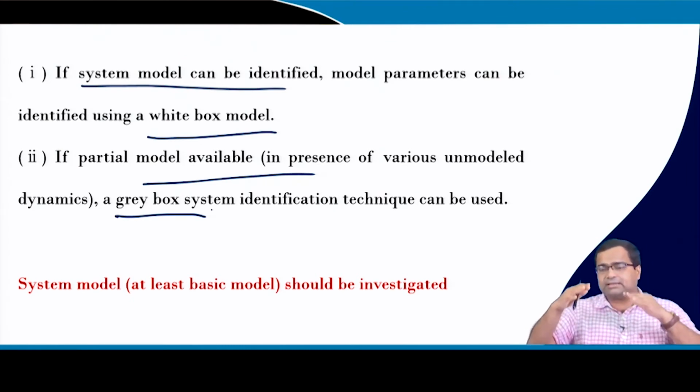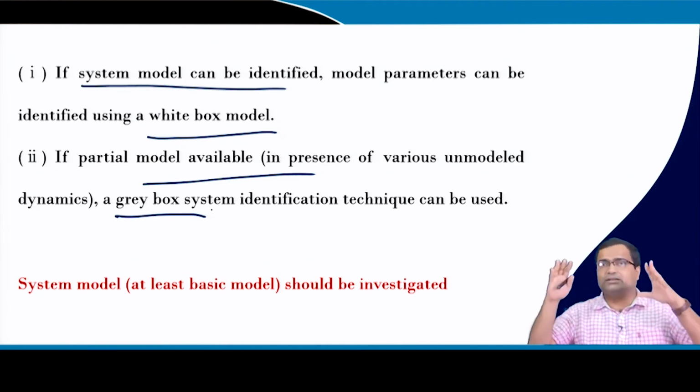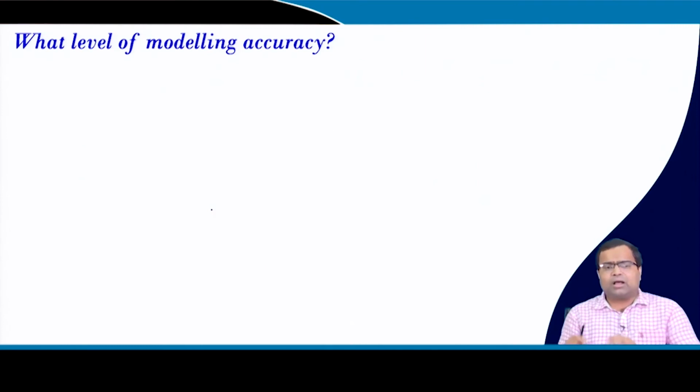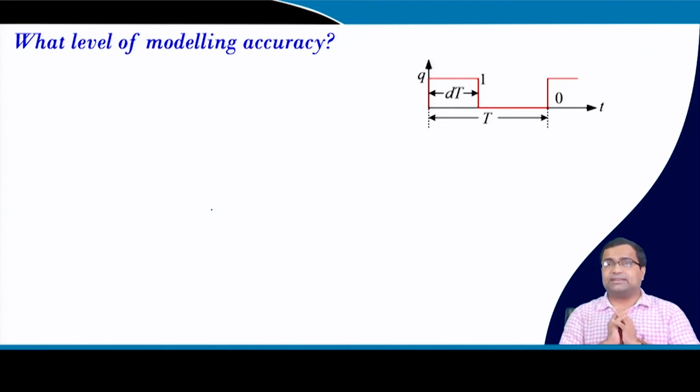Because when the load changes, you need to know what the new load condition is. So, from the identification method we can extract that. Now, the next question: we are sure that we need a model, but what level of accuracy is needed?